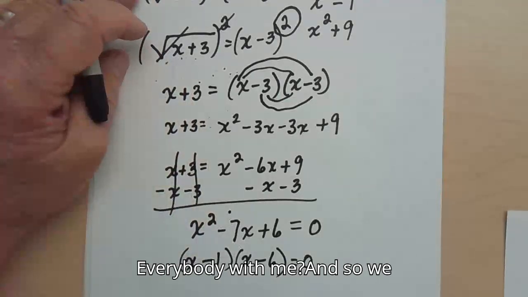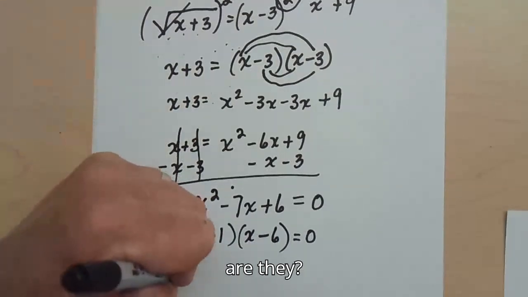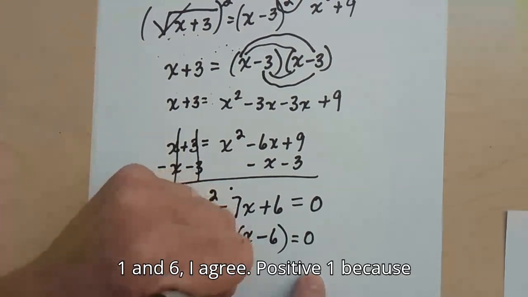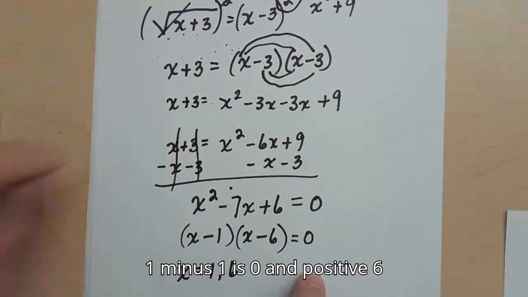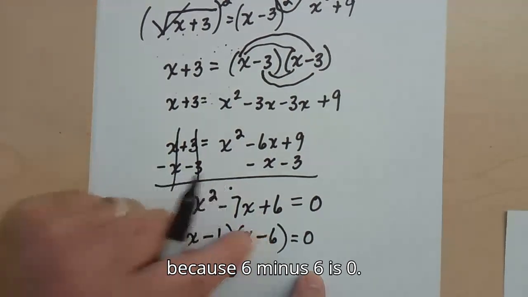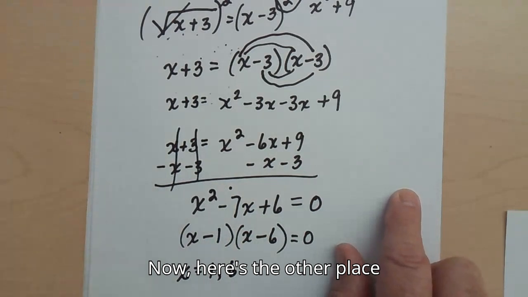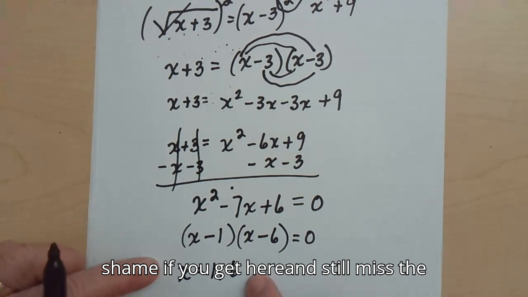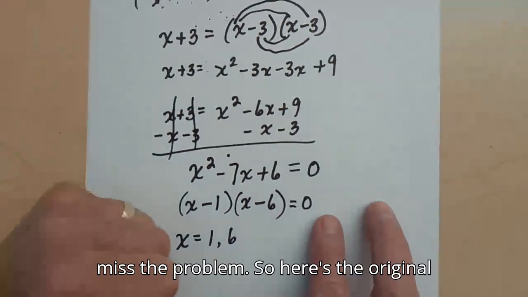Everybody with me? And so we have two solutions to this equation. What are they? 1 and 6. 1 and 6, I agree. Positive 1 because 1 minus 1 is 0. And positive 6 because 6 minus 6 is 0. Now, here's the other place students miss this problem, and it's a shame if you get here and still miss the problem, because it is still possible to miss the problem.